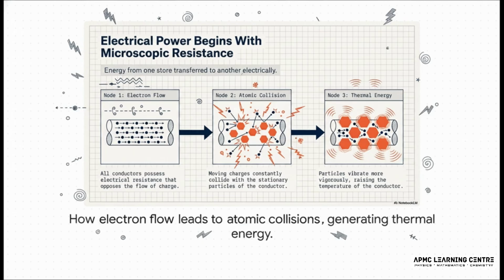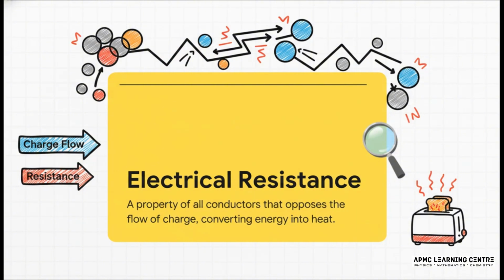Simple as that. And that microscopic traffic jam, it actually has a name: electrical resistance. It's this fundamental property that every material has that kind of pushes back against the flow of electricity. Think of it like electrical friction. But here's the kicker. This isn't some flaw or just wasted energy. It's the central mechanism that we're about to put to work.